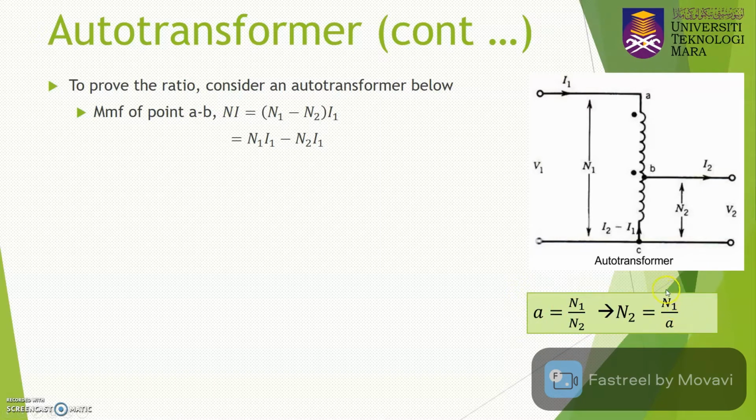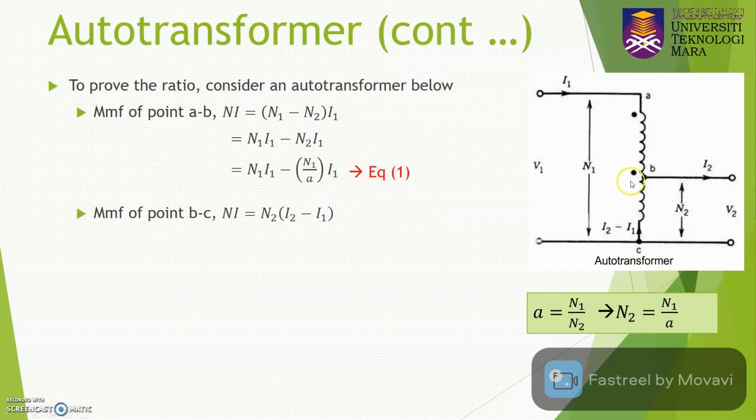After that we can substitute this equation into here. We substitute N2 equal to N1 divided by a, so you have N1 I1 minus N1 divided by a multiplied with I1. This is considered as equation number 1.